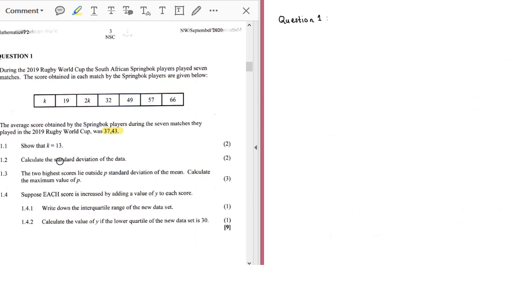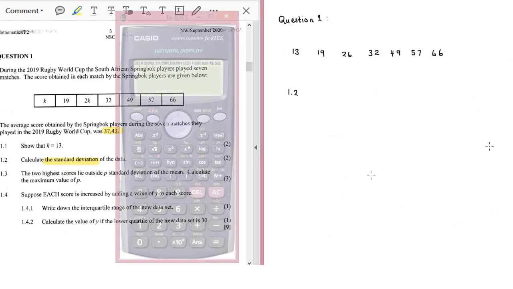Question 1.2 says calculate the standard deviation of the data. Well, now what we know is that our data is actually the data set 13 for K, right? And then we're going to have 19, and then we have 2 times K, which is 26, and then we're going to have 32, 49, 57, and 66, right? So this is our data set. We now need to calculate the standard deviation, and for that we just need to plug all of this into our calculator. So let's grab our calculators.